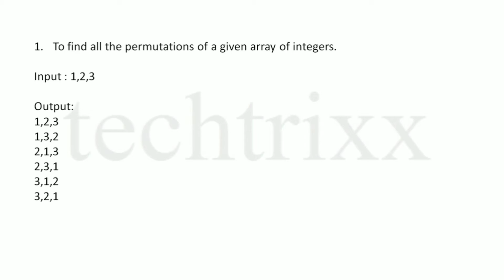Let us say that we are given an input array and we have to find the permutations of the given array. So for example, the input is 1 2 3, and the permutations of 1 2 3 are 1 2 3, 1 3 2, 2 1 3, 2 3 1, 3 1 2, and 3 2 1. Let's see this in action with the help of the recursion tree.